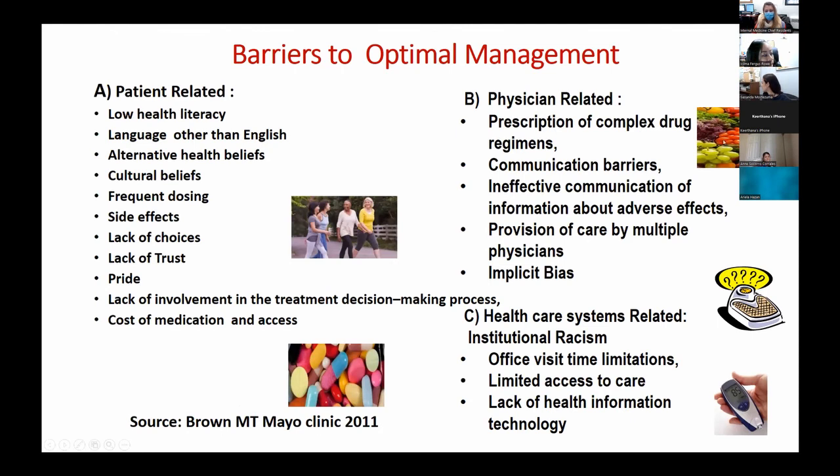But these are all the barriers to optimal treatment. Some are patient related, some are physician related, and some are systems related, as you could see here. Some of them we discussed, such as low health literacy, cultural beliefs, lack of trust, and so on. Pride on the patient side; on the physician side, communication barriers, implicit bias, things like that. And the systems related is not having enough time sometimes in your clinic to really talk to these patients and get to find them out.